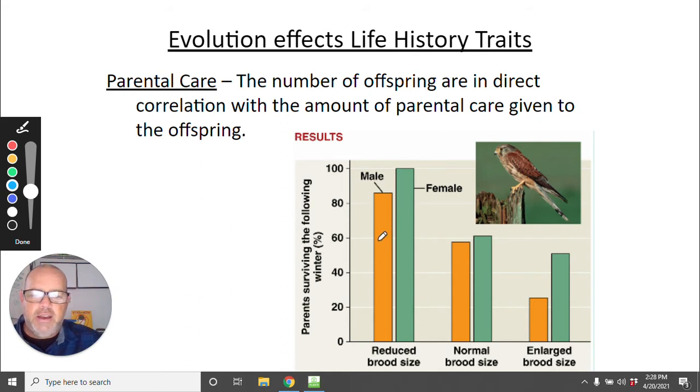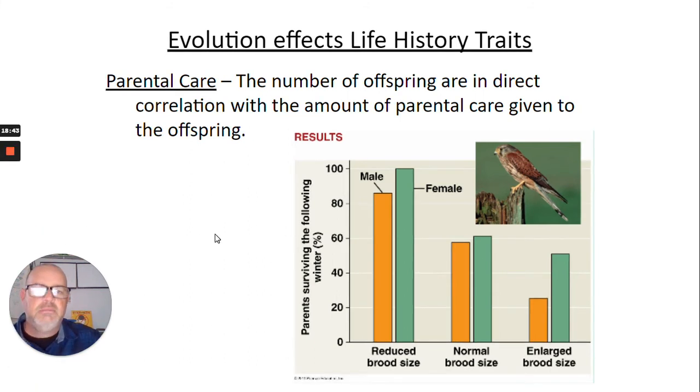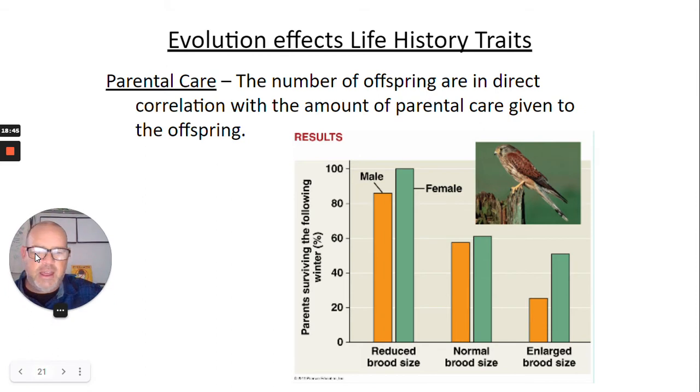Then you have an enlarged, normal, and reduced brood. And here are your tallest bars, right? So if it's a smaller brood size, meaning they had fewer babies, then the parents tend to make it through the next winter a little bit better, because they didn't have to stress out so much and go find food for so many little offspring. So kind of makes sense. They're spending a lot of time on parental care. It takes a toll.